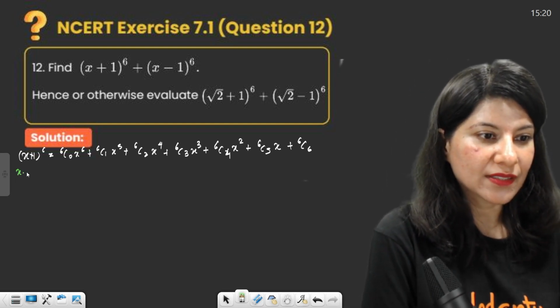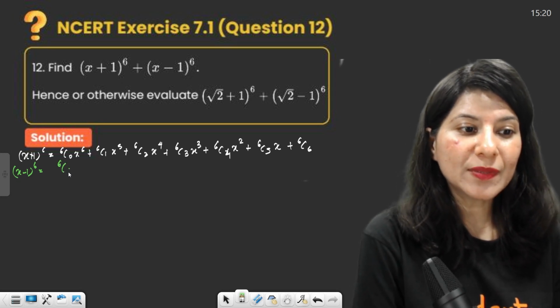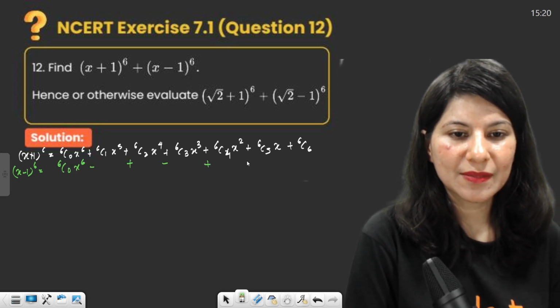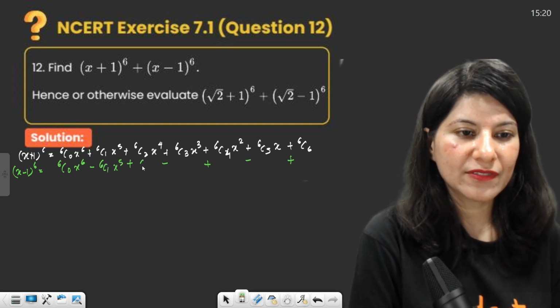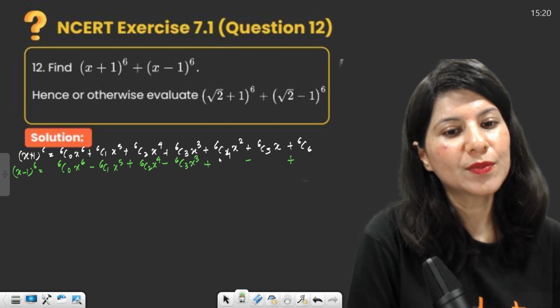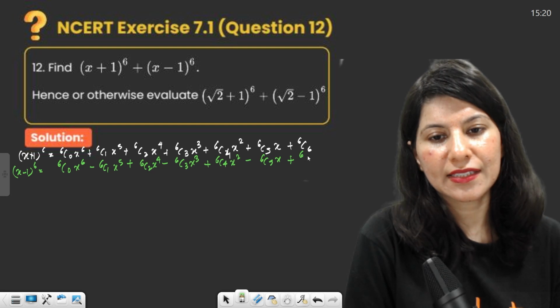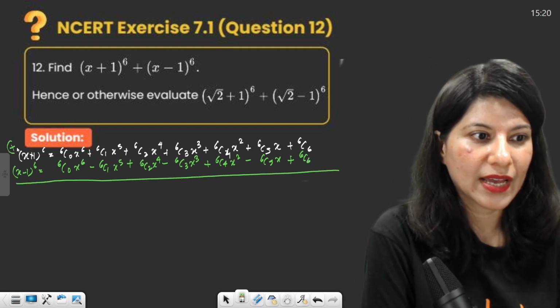Now (x − 1)^6. Okay. So again, now alternate plus minus sign will be there. This is minus, this will be plus, minus, plus, minus, plus. 6C1 x^5, 6C2 x^4, 6C3 x^3, 6C4 x^2, 6C5 x, 6C6. Now we need to add them up.